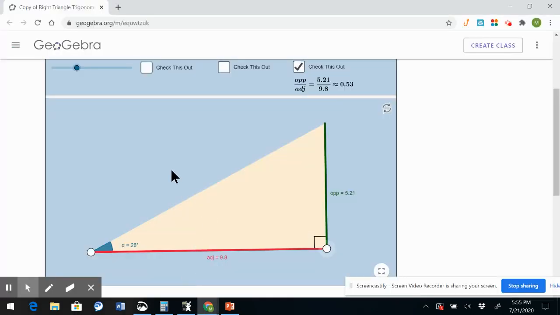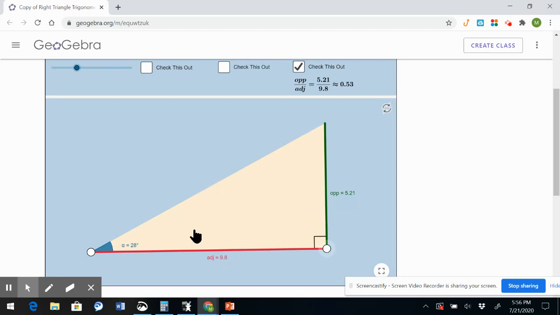So if we look at the following GeoGebra activity, we have a right triangle with an angle of 28 degrees. This is the ratio of the opposite side. The opposite side is, again, the side opposite our angle. So in this case, it's 5.21. And the adjacent side is the side next to our angle that is not the hypotenuse. So this side would be our hypotenuse, and this is our adjacent side.